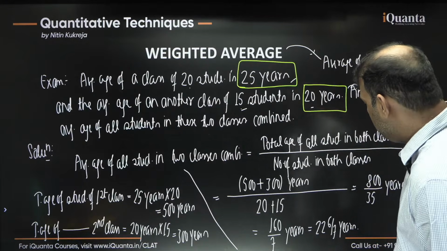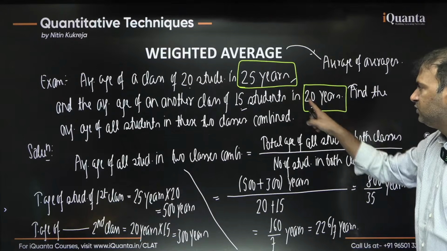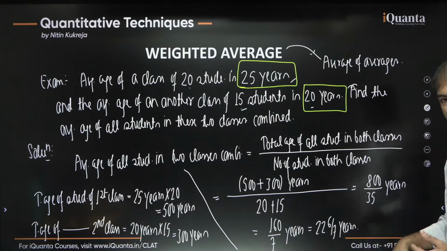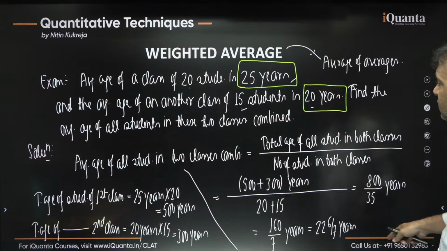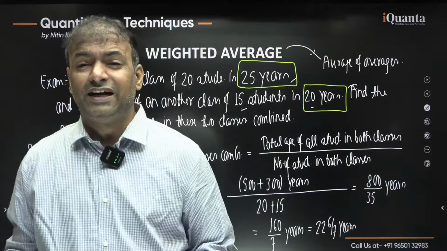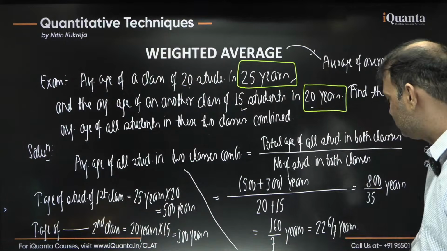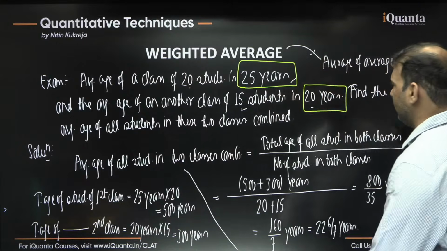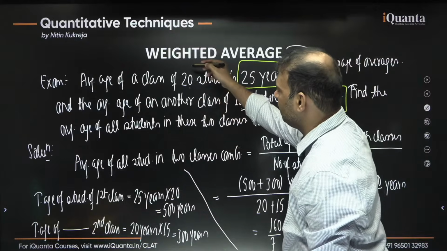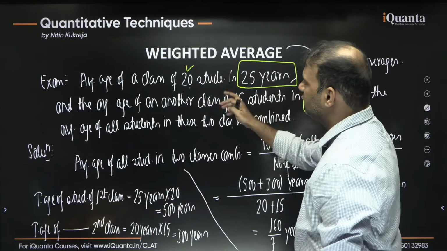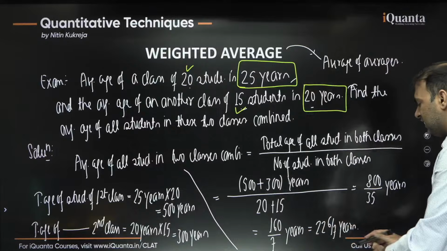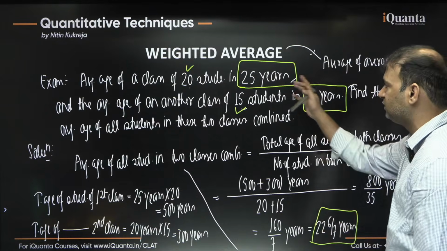One more thing, guys, is this more close to 20 or 25? If you simplify, this is 22.86 something. So 22.86 is more close to 25. Why is that so? There is a logic behind that as well. It's more close to 25 because the weight of this class is more. Weight means the number of students. In this class we have 20 students, in this class we have 15 students. The weight of this class is more. That's why the final average is more close to the average of this class.